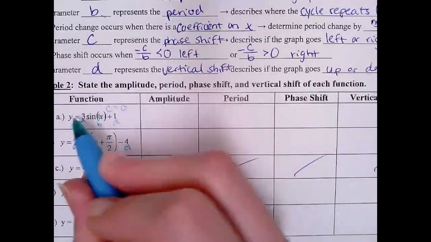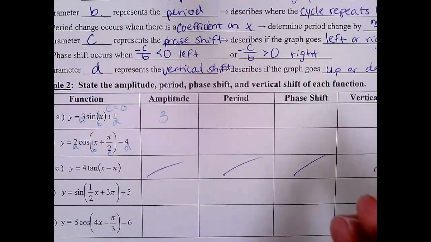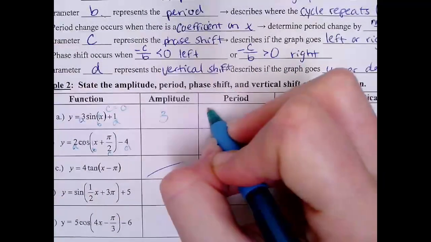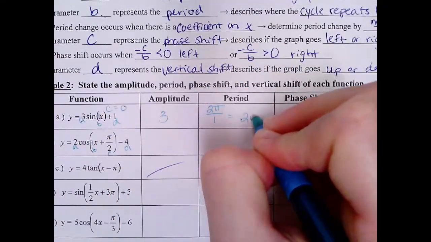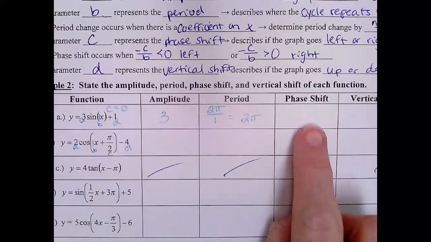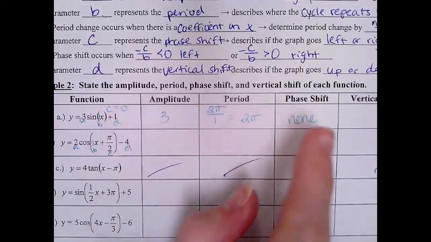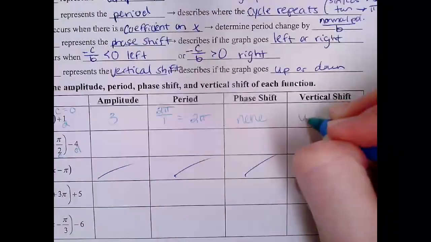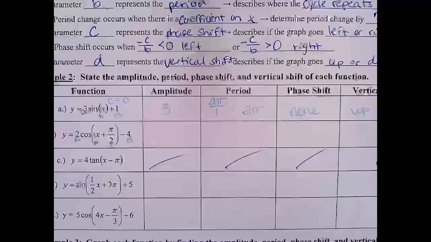So the amplitude, A, the number in front of everything, that's 3. Super easy for that. The period, so normal sine period is 2 pi, and I have to divide that by B, which is 1, so your period just stays the same at 2 pi. Phase shift would be none because we don't have a C. C is 0. And then vertical shift is up 1. And that's it. Pretty simple, pretty straightforward if you follow the directions.